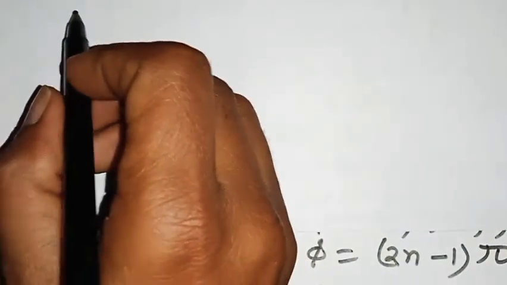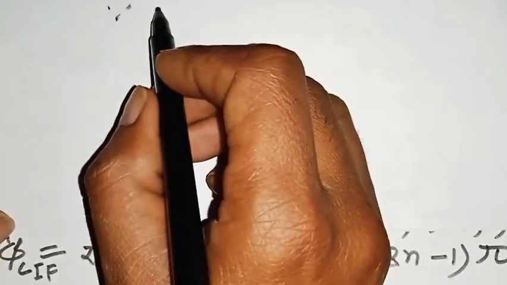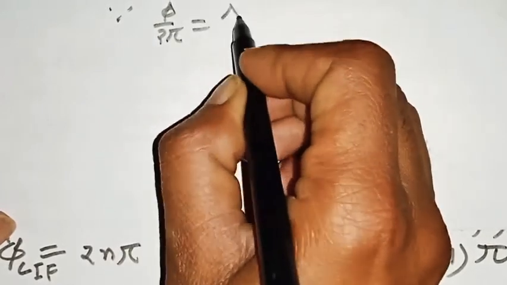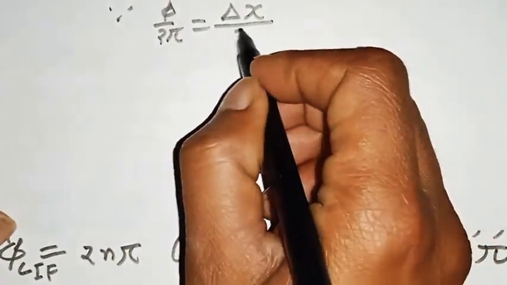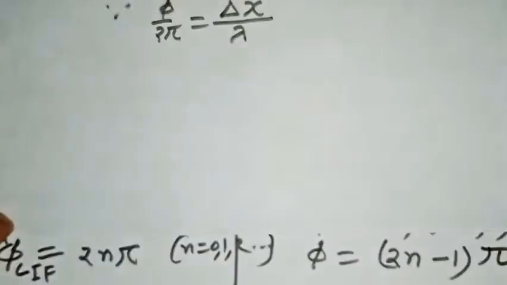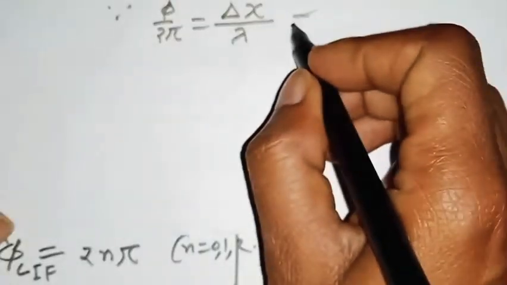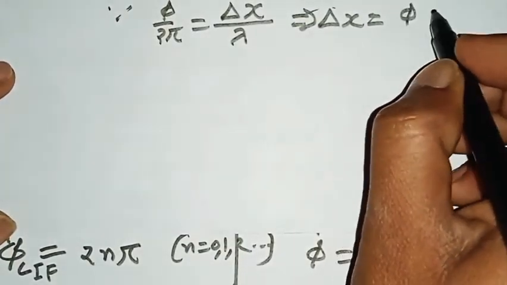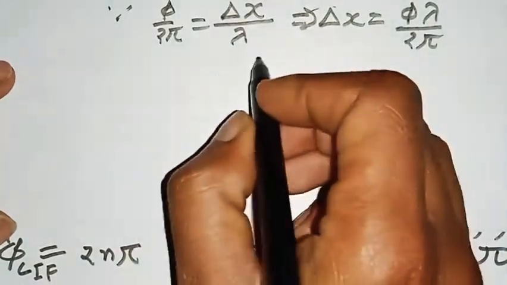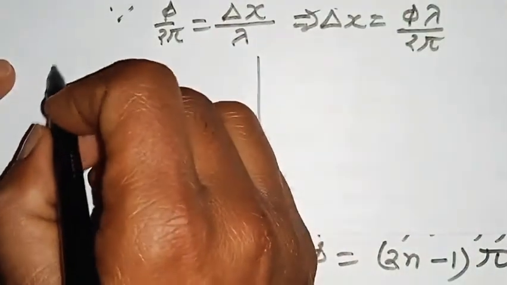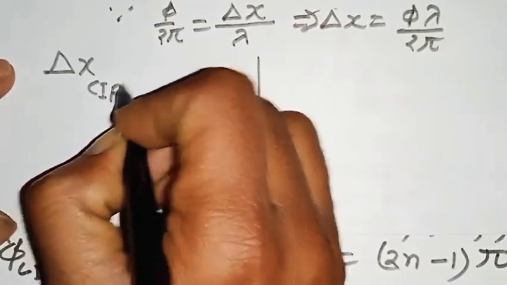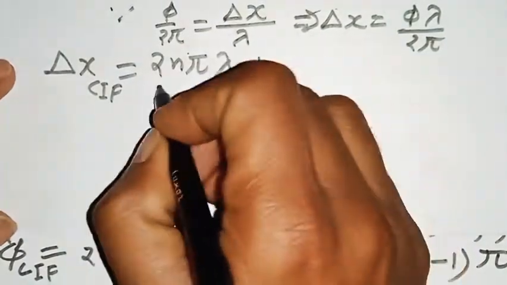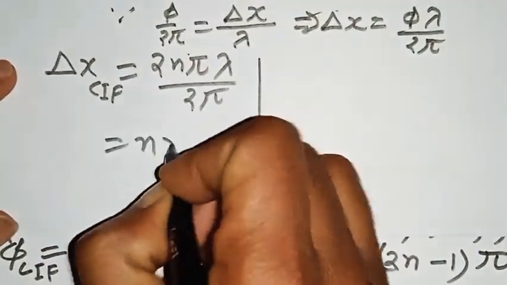All right, there is a relation between phase difference and path difference. So here is the relation. Phi by 2 pi equal to delta x upon lambda, where delta x is the path difference between the waves. So this delta x will be equal to phi lambda by 2 pi. Now once again, for constructive interference, in the place of phi, 2n pi will be put, and lambda, so it will be n lambda.